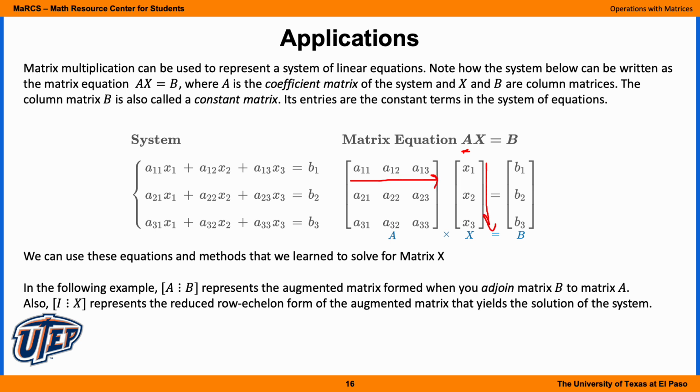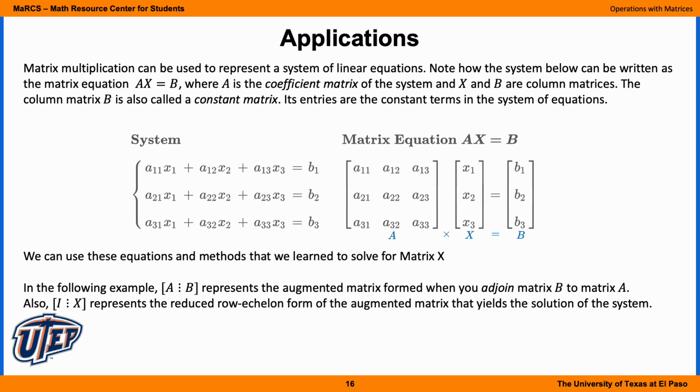So when we do matrix multiplication, we choose the first row of the first matrix times the first column of the second matrix. So we did A1,1 times X1 right here, plus A1,2 times X2 plus A1,3 times X3 right here. And we're setting that equal to b1. And we repeat that for however many rows we have. And in our case, we had 3 rows. So we can use these equations and methods that we learned to solve for the matrix X.